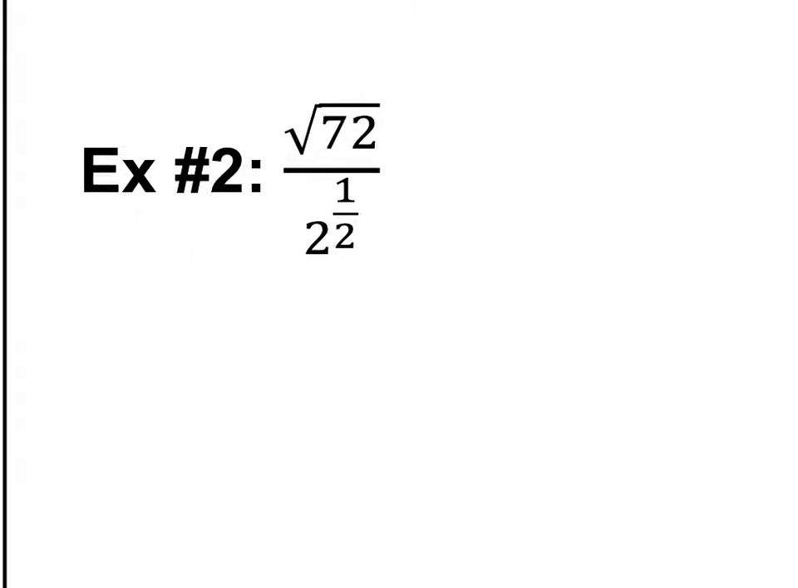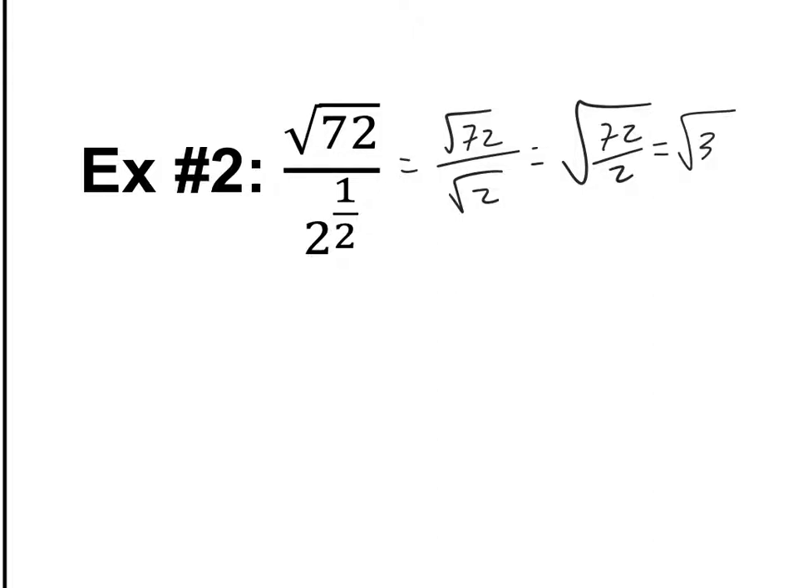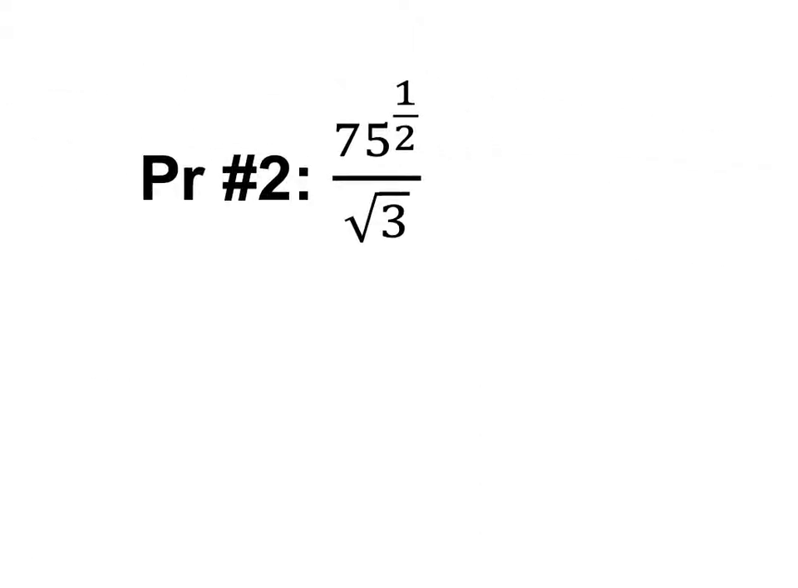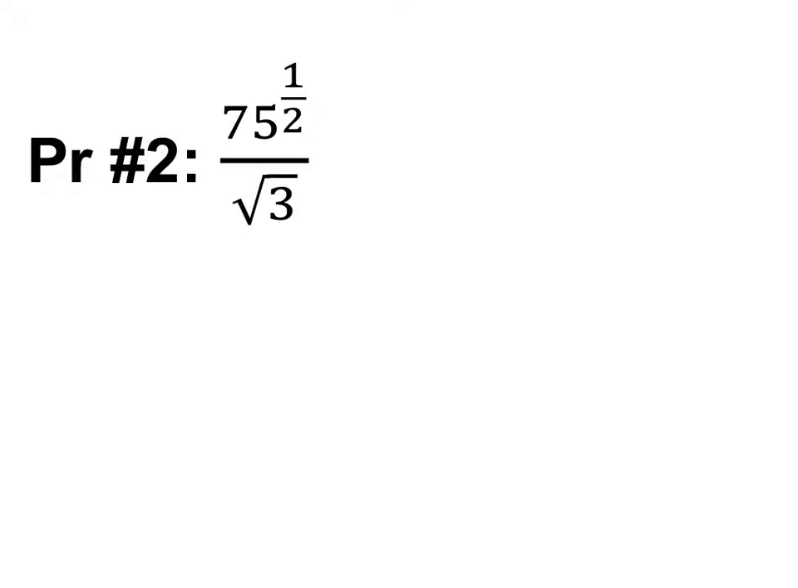Okay, this one at first glance doesn't look like it has anything the same, but remember that a 1/2 exponent is the same thing as a square root. So if we were to convert these to both square roots, what we're really dealing with here is the square root of 72 over the square root of 2. And you can actually write that as one square root, 72 divided by 2. Well, 72 divided by 2 is 36, so you have the square root of 36, and the square root of 36 is 6. See how that's done? Alright, go ahead and give practice number 2 a shot. Again, it's very similar.